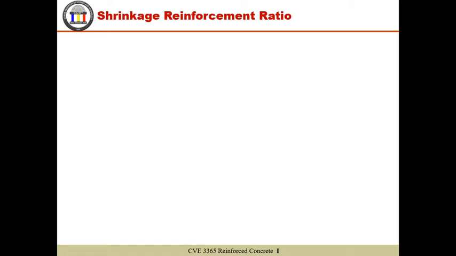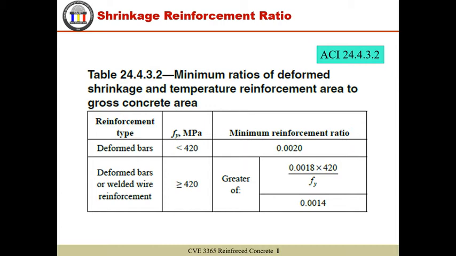What do you think about the shrinkage reinforcement? How are we going to design the reinforcement in the long direction, the secondary or shrinkage reinforcement? Actually, this is easy peasy because the code gave us this table. From this table, you can get the rho for the reinforcement in the long direction, the shrinkage reinforcement. If you are using steel with fy smaller than 420, rho will be 0.002. If you are using steel with fy greater than 420, rho will be the greater of these two. So this is rho for the shrinkage reinforcement.